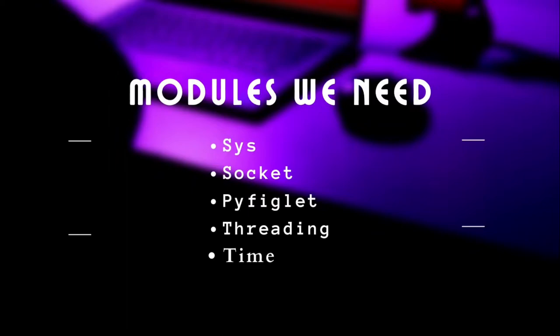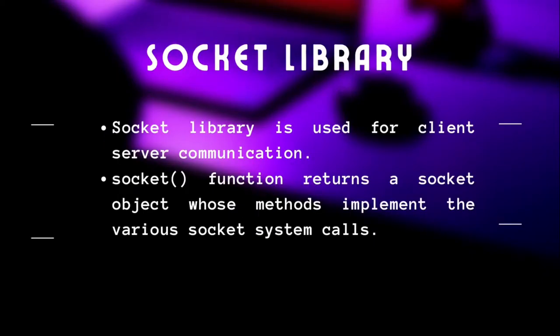That is sys module, socket module, pyfiglet module, threading and time module. So let's have a look at the first library, that is the socket library. Socket library is used for client-server communication. So yeah, we are creating a port scanner tool, right? And we want to check whether the port is open in that particular URL or that particular domain or not. So we want to send a request and we want to get the response. For doing this kind of communication with the web server, we need some kind of library. So socket library comes in handy here.